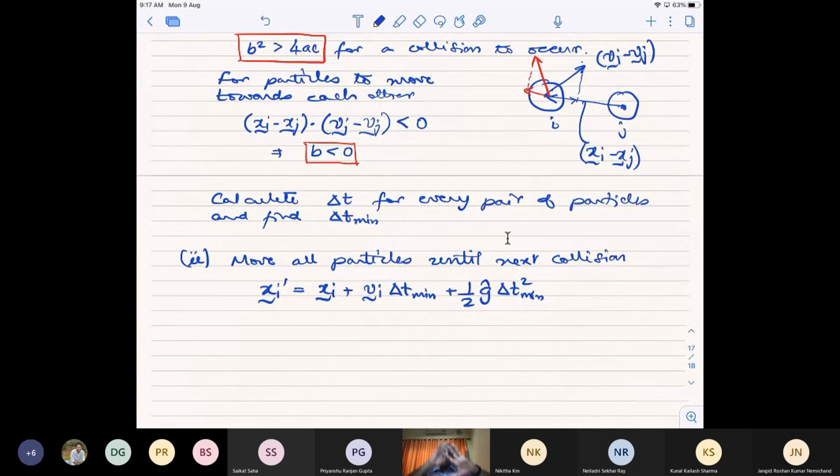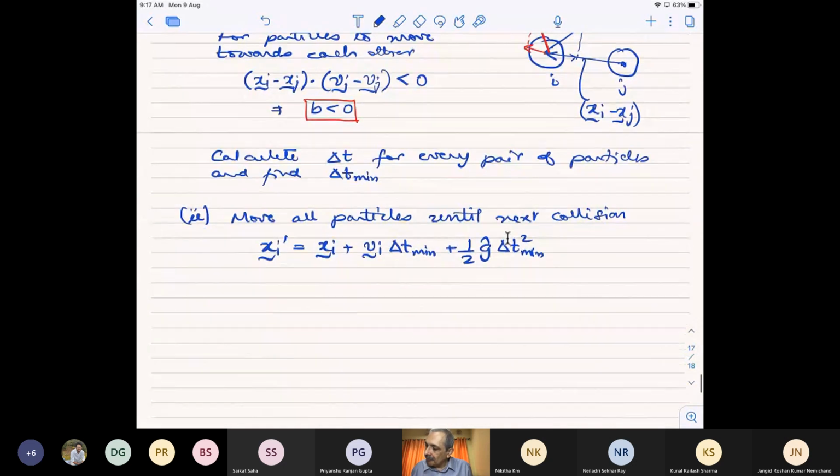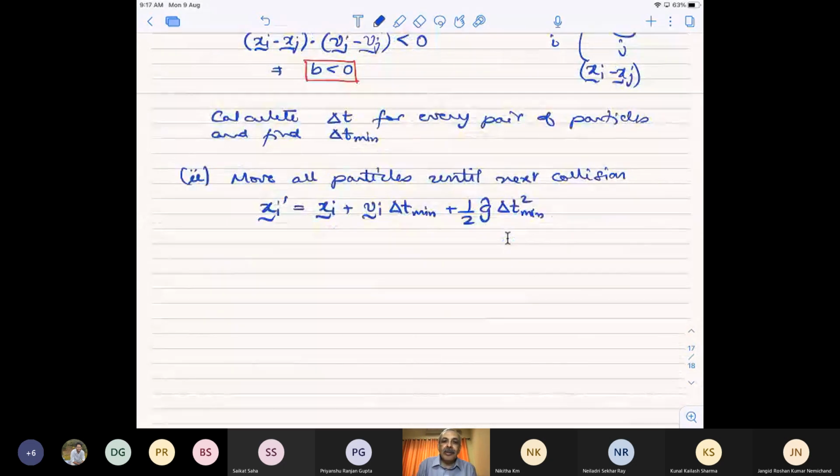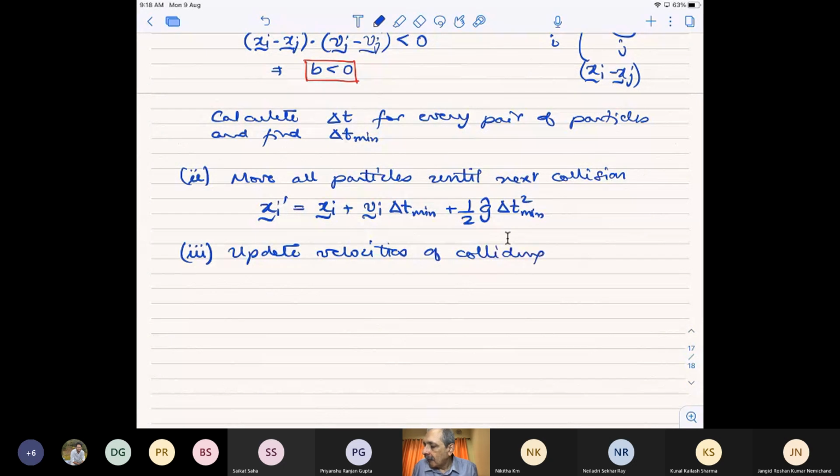So now you look at all the particles and you say, okay, these two particles are going to collide, and they will collide in time delta t min. Then you move all the particles by a time delta t min. What will happen is that the two particles that are colliding will just touch. And then the next thing that you do is change the velocities of the colliding particles. So this is what you have to keep repeating over and over again.